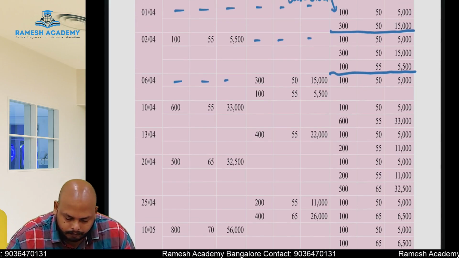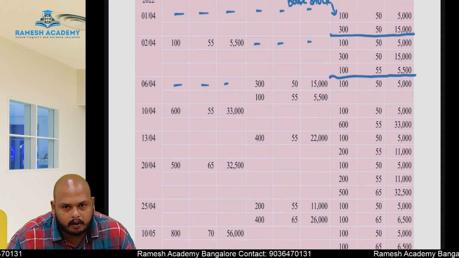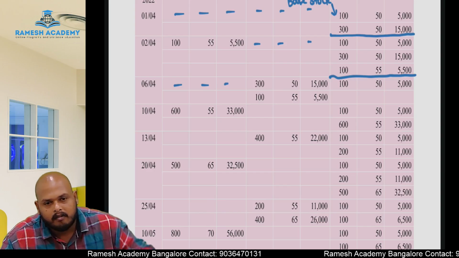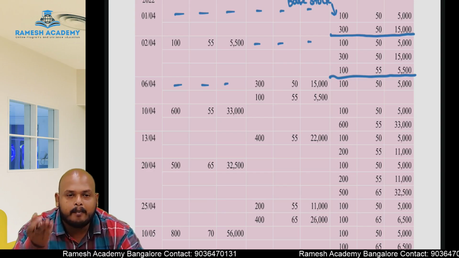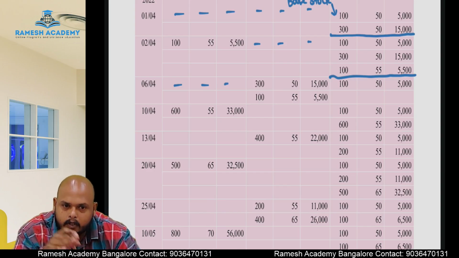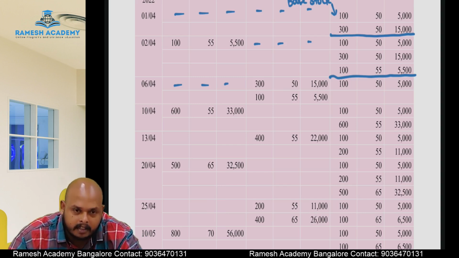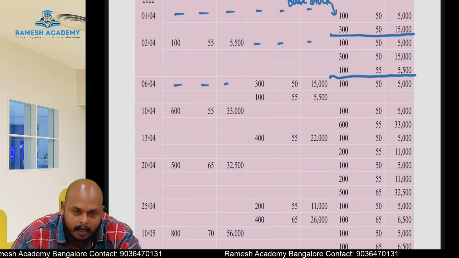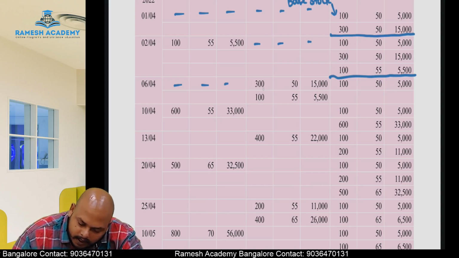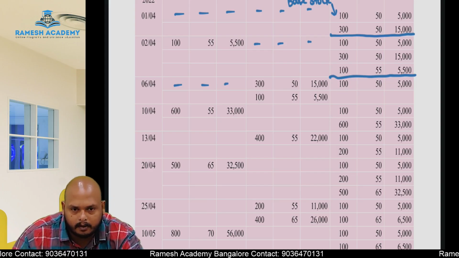See here, we should not touch the base stock. This is which method? FIFO method. First in, first out means the material which is received first should be issued first. So this being base stock, we should not touch base stock 100. After 100, what is there? 300. So first we have to write 300, 50, 15,000 we have to issue.